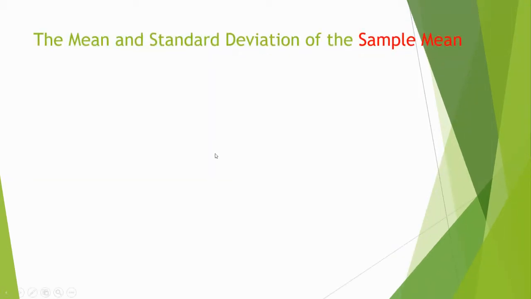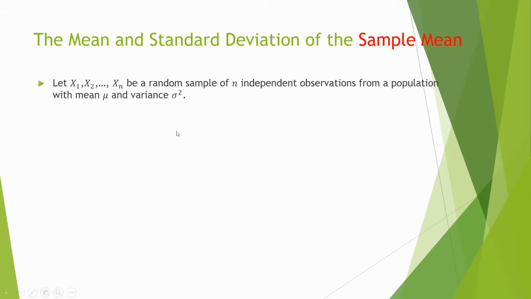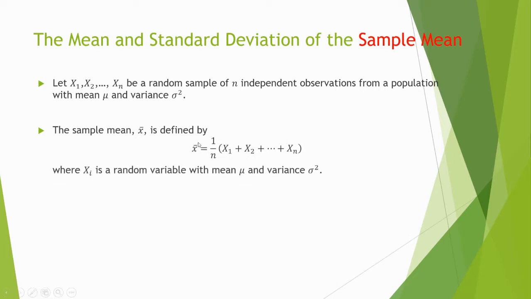First, we have to know what the mean and standard deviation of the sample mean are. As I told you before, you have a population, and from that big population you choose a random sample. From that random sample we calculate the mean and the standard deviation. Let X1, X2, up until Xn be a random sample of independent observations from a population with mean mu and variance sigma squared. The sample mean X bar is defined by this, where each Xi is a random variable with mean mu and variance sigma squared.